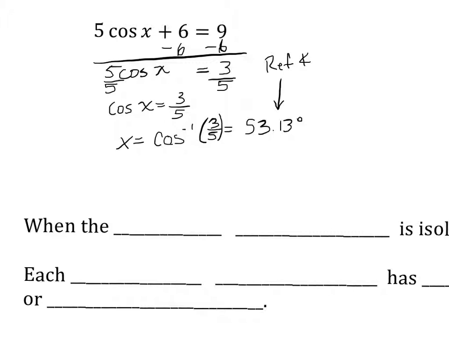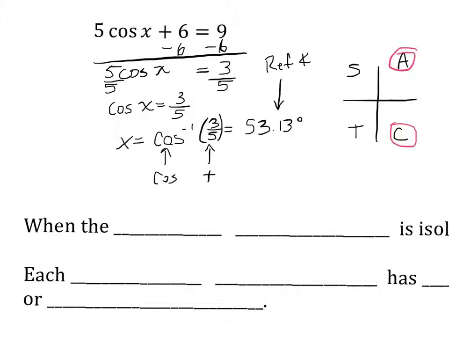This just tells us that we need to figure out now what quadrants this belongs to. Remember, all students take calculus. Everything is positive in the first quadrant, only sine is positive in the second, tangent is positive in the third, and cosine is positive in the fourth. 3/5 though is positive, and we're dealing with cosine. So cosine is going to be positive in the first quadrant and the fourth quadrant. So what we're really dealing with is a reference angle of 53 in the first quadrant as well as the fourth quadrant.